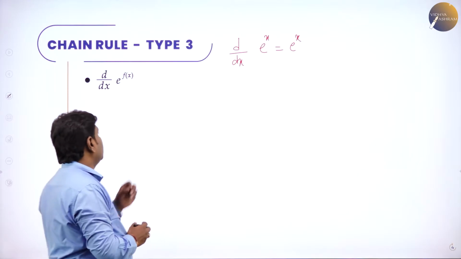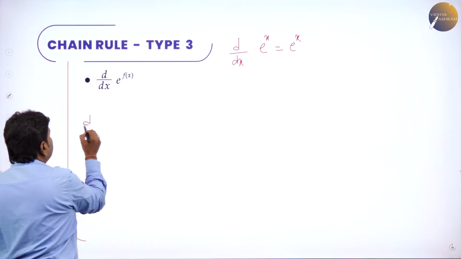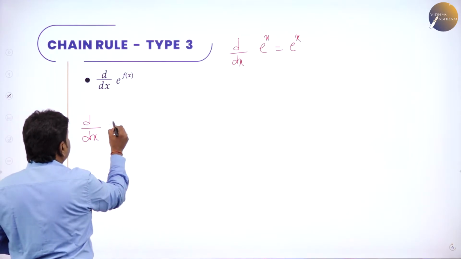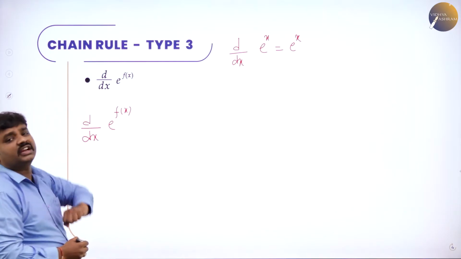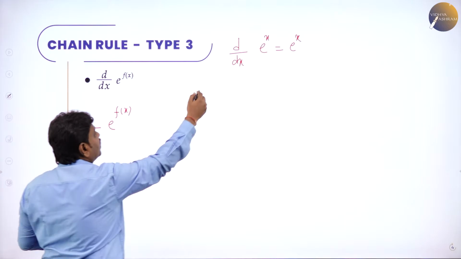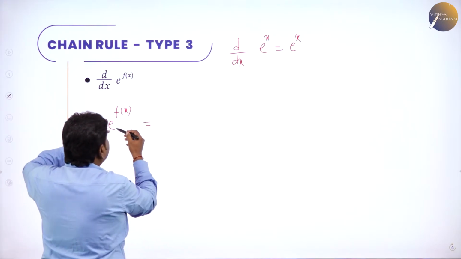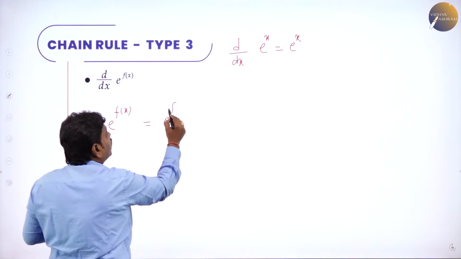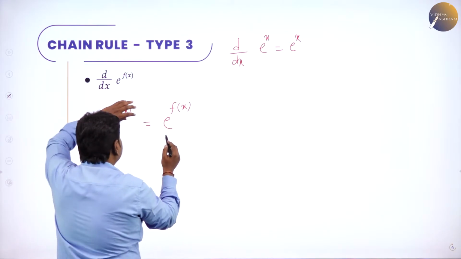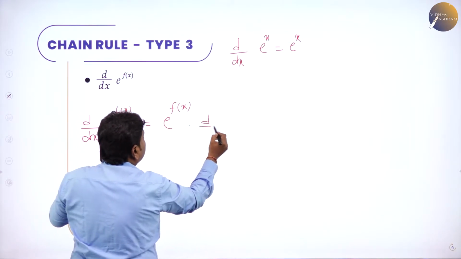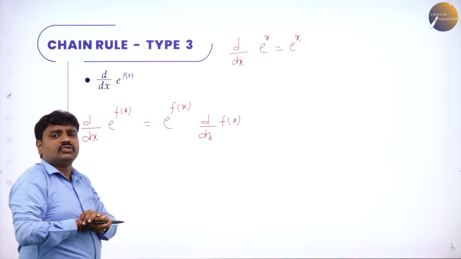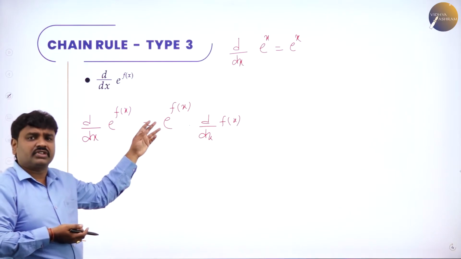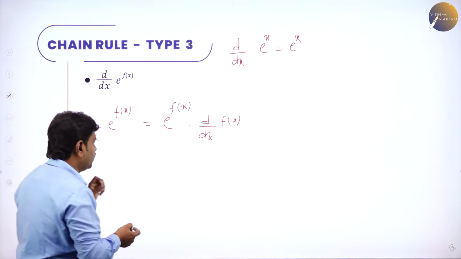Now similarly, what will be d by dx of e power f of x? My dear students, this power, we call it the internal function. So d by dx of e power x is e power x. Like that, d by dx of e power f of x is e power f of x only. But this is not x, this is a function of x. So into d by dx of the internal function. So derivative of e power f of x is e power f of x into d by dx of f of x.